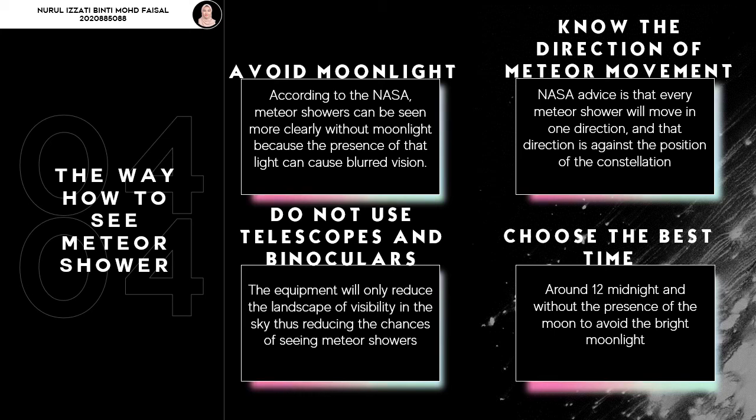Second, know the direction of meteor movement. NASA advises that every meteor shower will move in one direction, and that direction is away from the position of the constellation. Third, do not use a telescope or binoculars. The equipment will only reduce the field of visibility. Fourth, choose the best time, around 12 midnight and without the presence of the moon to avoid the bright moonlight.